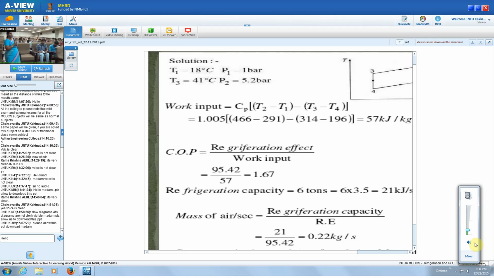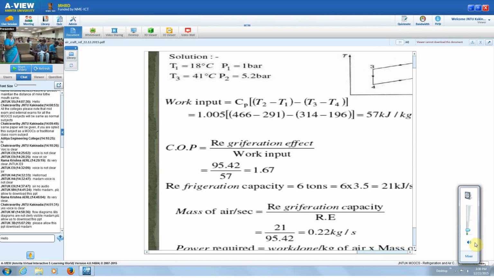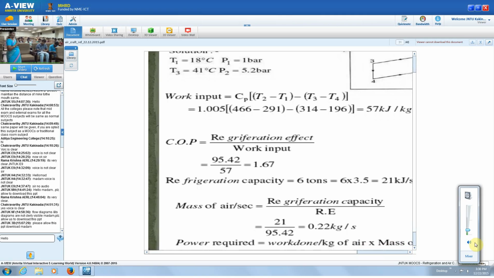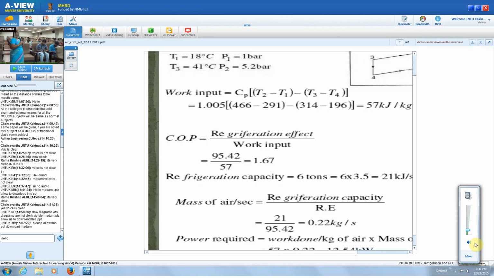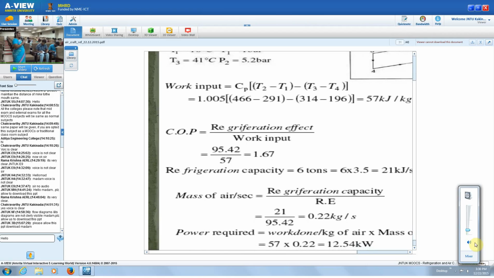With that you find the work input, which is 57 kilojoules per kg of air. Then the refrigeration effect produced is during the process 4-1, that is Cp into (T1 minus T4). You know T1, you know T4, so find that. COP is 1.67.